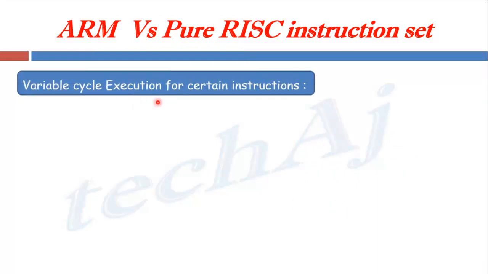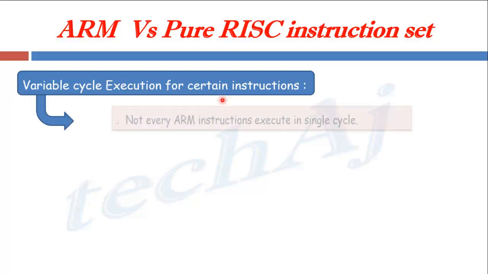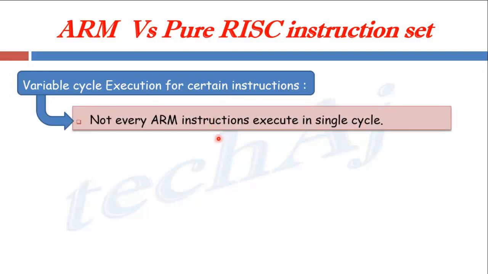Variable cycle execution for certain instructions. We have seen that one of the important aspects of RISC design philosophy is each instruction is of fixed size and executes in a single cycle. But in ARM, not every instruction executes in a single cycle.